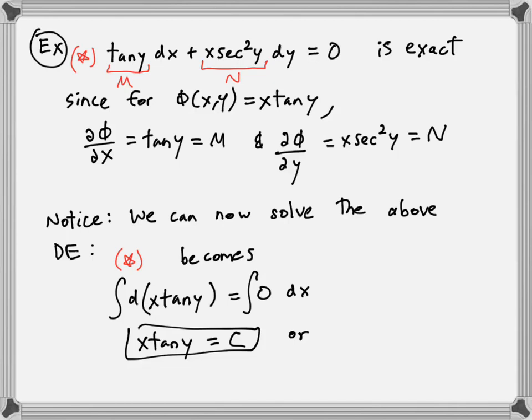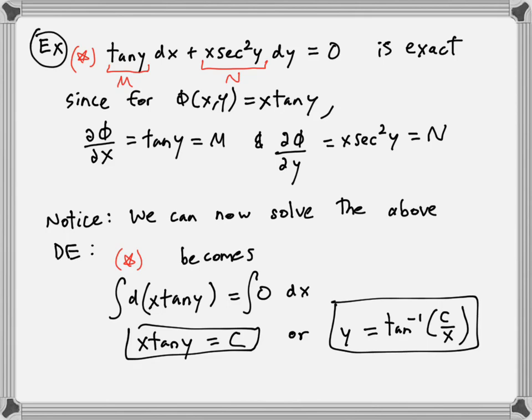Or, if you want to, you can also solve for y. What would y be? We could write y as arctan of c over x. So you could write the answer either way. Now, how would we check that this actually works? Let's go ahead and check the solution here.